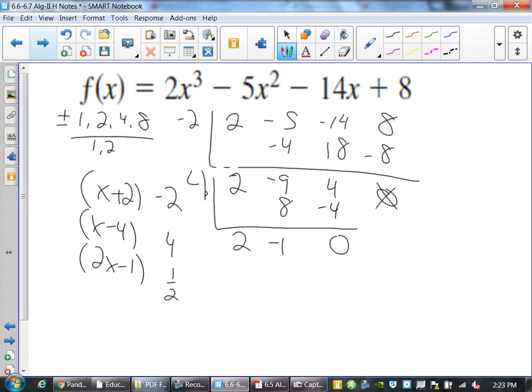How did you get the last 0? For this part here, remember, this started as a 3rd degree. This went to a squared, and this is a 1st degree: 2x cubed, 2x squared, 2x.